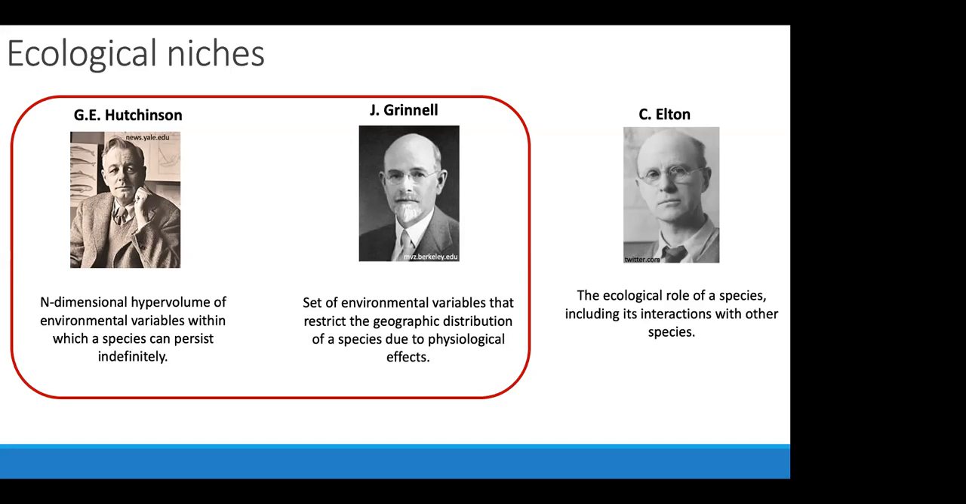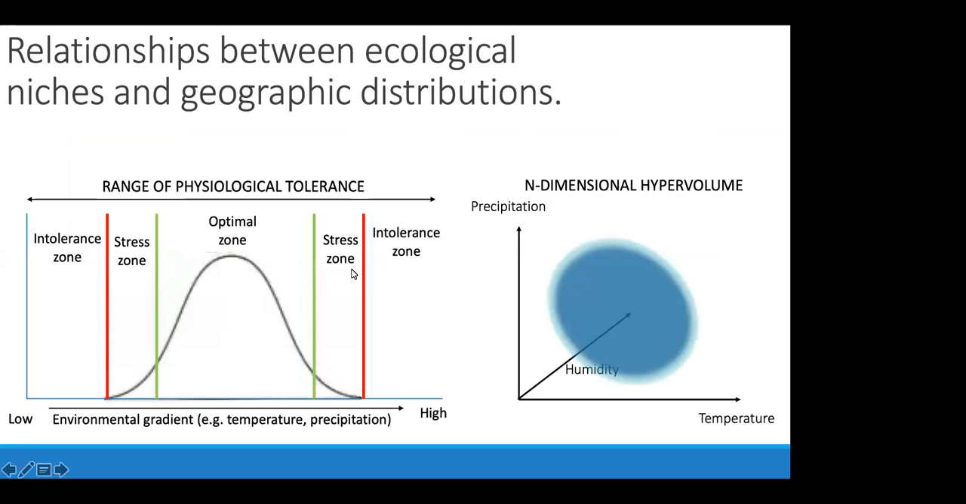Both of these relate to the environmental and geographic distributions of the species. And most species distribution modeling does not consider the Eltonian niche specifically. So the Grinnellian niche says that there's this set of environmental variables that limit a species' presence in a geographic area due to their physiological effects on the species.